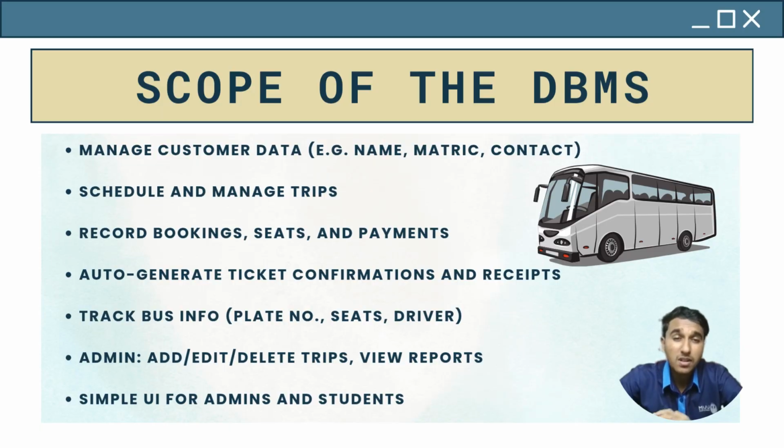The scope of our system includes managing customer details like name, matric number, and also contact info. Trip data like origin, destination, and time will also be recorded. The system can generate automatic confirmation and receipts, and admins can add or modify trips or also manage the seat availability. A simple interface will be available for both admins and students to use.